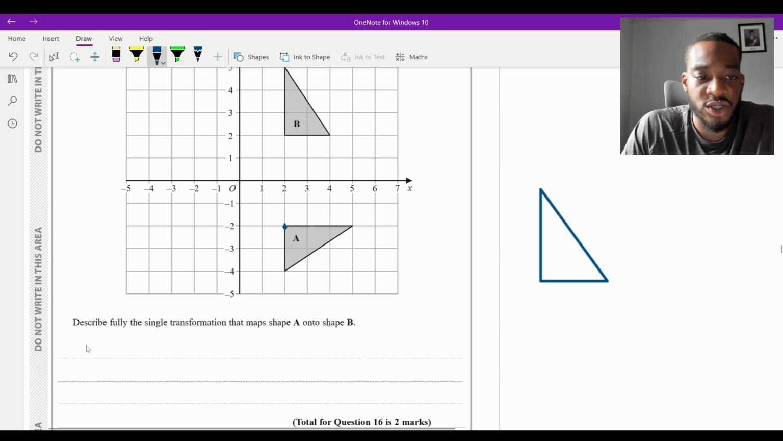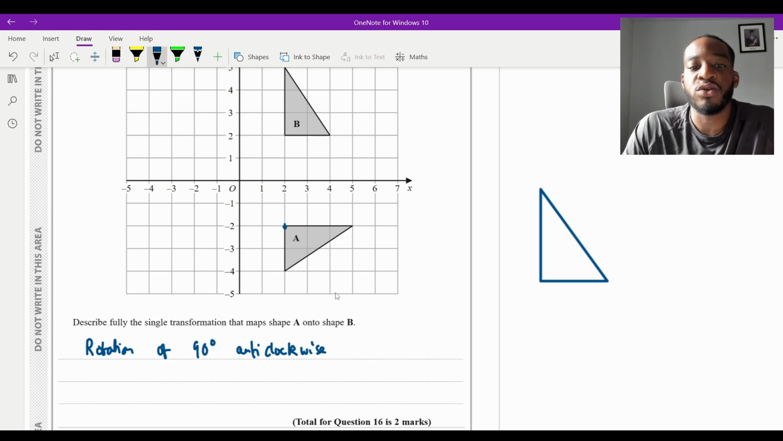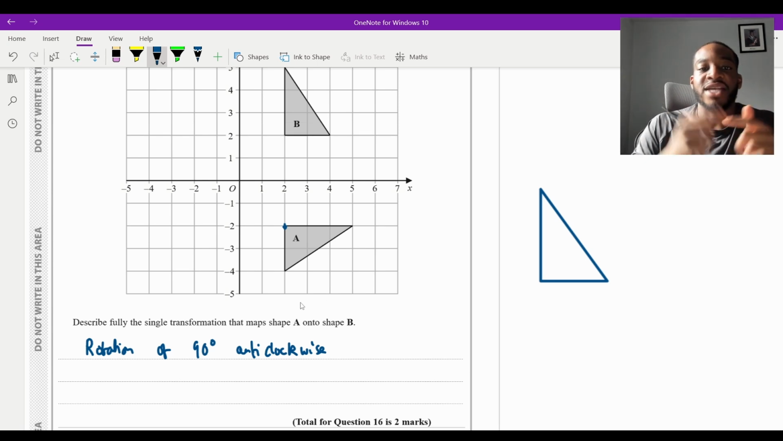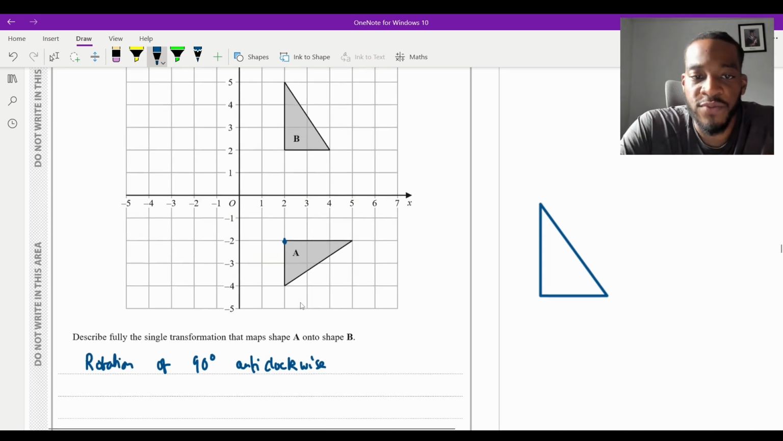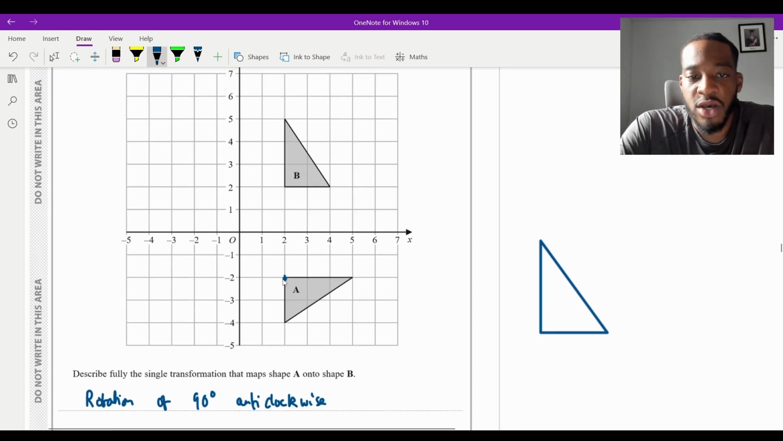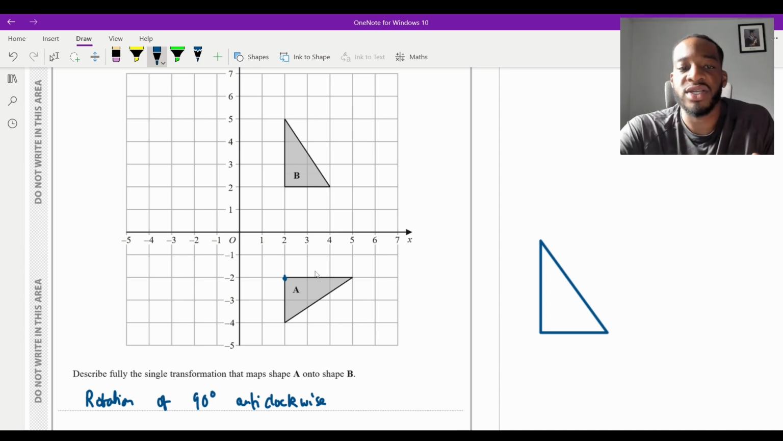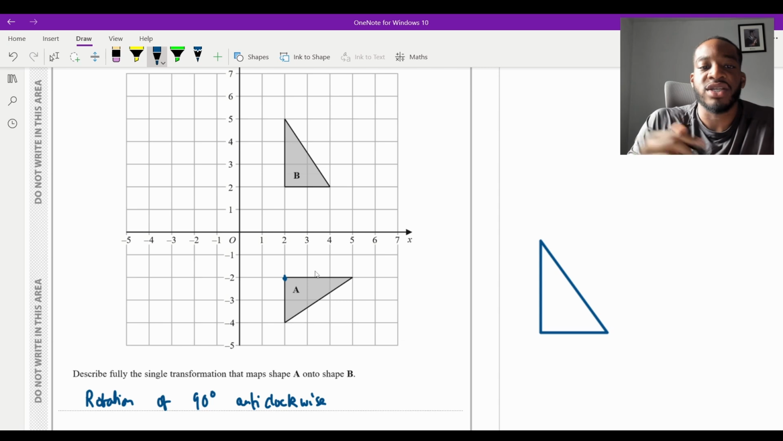So you're just going to say rotation, 90 degrees, anti-clockwise, like that. And as well as that, what you need to do to get the extra mark is to figure out what the center of rotation is. And that's where the tracing paper comes in. So what you would do is you'd obviously get tracing paper, you'd trace this shape here, and then you'd rotate it 90 degrees, but then you're just going to guess as to where the center of rotation is.